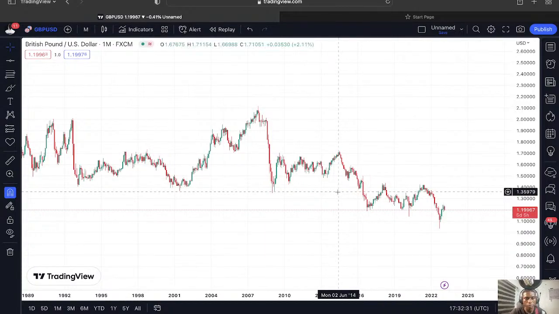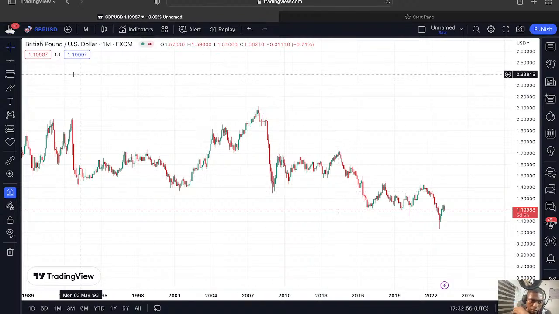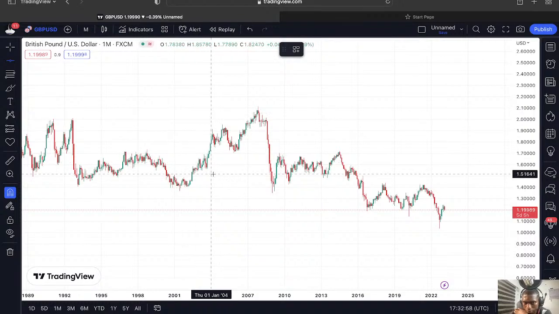Now, we can see here that first thing first, like we've said earlier, let us map out our levels of support and resistance. Map out your levels of support and your levels of resistance, which is what we are doing now.